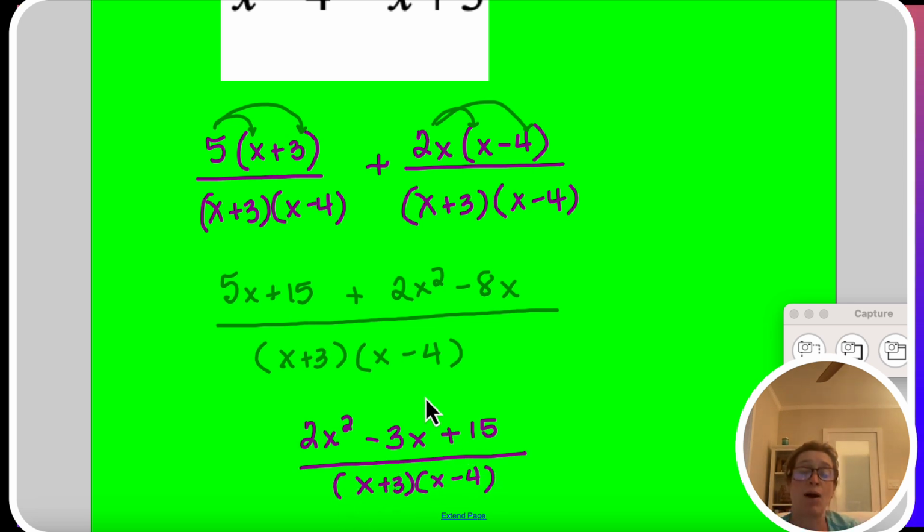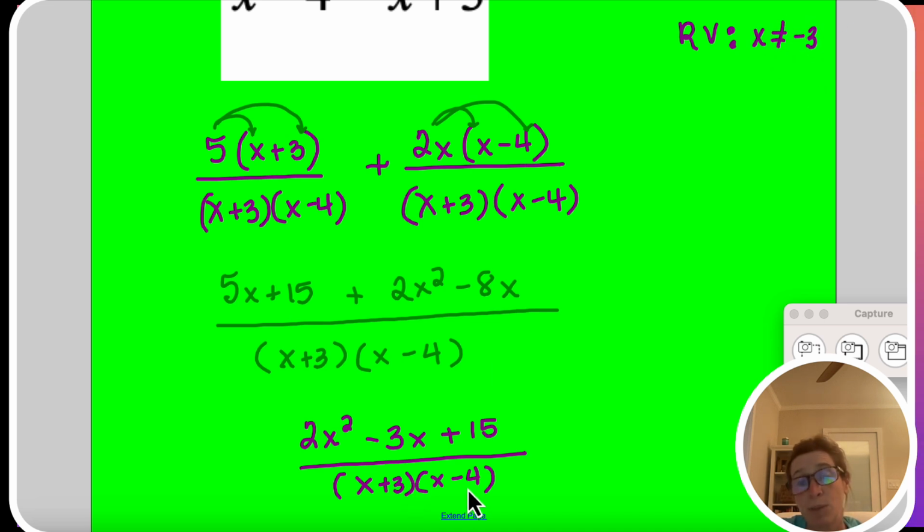All right, now I'm not actually quite finished because it's an expression with variables in the denominator. So we really have to consider what values would be restricted from this expression. What values am I not allowed to plug in? What values are not in the domain? Well, if I plug in a -3 for x, I'm going to get a 0 in the denominator, which 0 times x minus 4 would be 0. So x cannot equal -3.